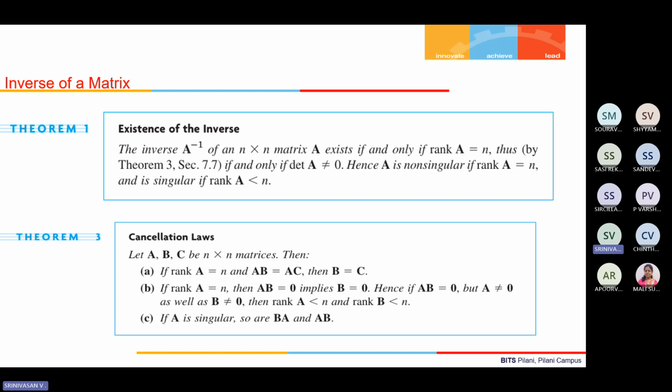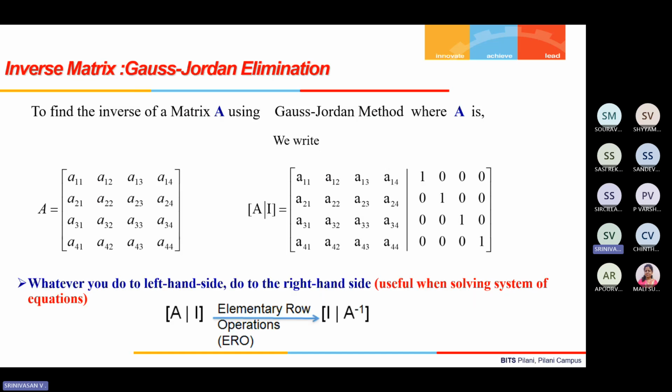Right. If A is singular, then AB and BA are also singular. Because if A is singular, then determinant A equals 0. So any matrix whose determinant will be multiplied by 0 get 0, so they are also singular. Now, this is exactly the final topic of the day, an important one.